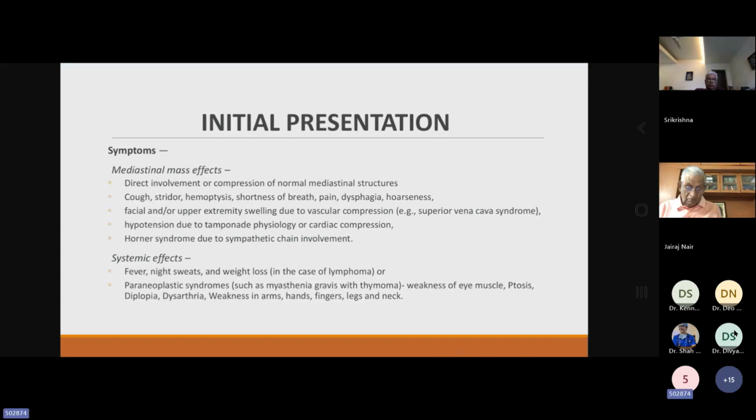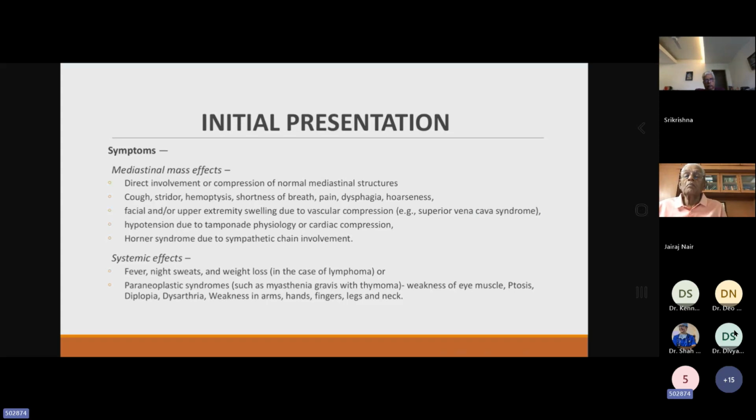Presenting symptoms will be according to the mediastinal mass effects, direct involvement or compression of the normal mediastinal structures. May present with cough, stridor, hemoptysis, shortness of breath, pain, dysphagia, and change in voice. Facial and/or upper extremity swelling due to vascular compression, maybe because of superior vena cava syndrome, hypotension due to tamponade physiology or cardiac compression, Horner syndrome due to involvement of the sympathetic chain.